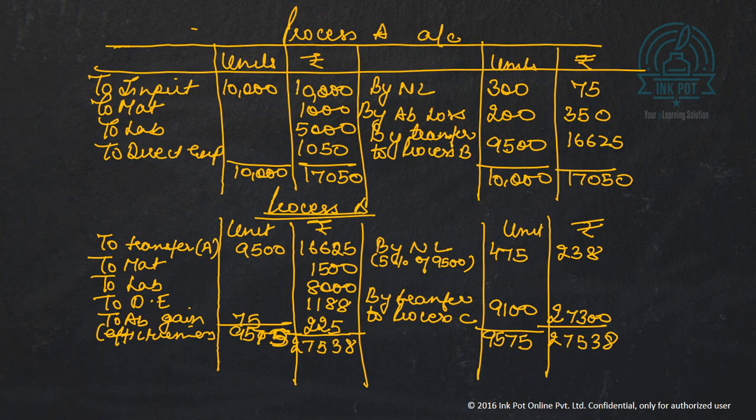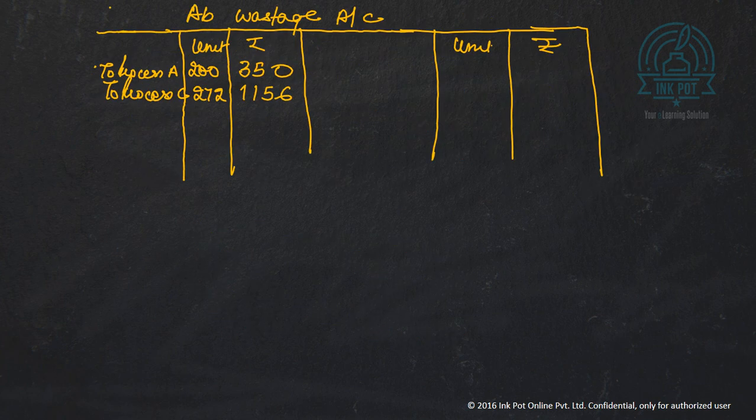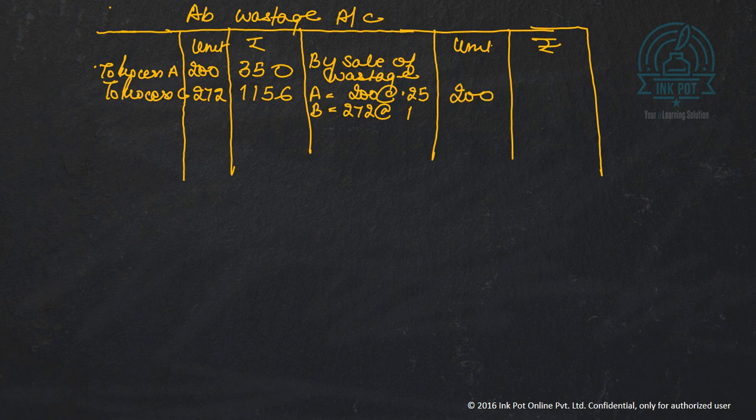So I'm writing here, by sale of wastage. We had in process A 200 units at the rate of 25 paisa, and in process C we have 272 units at the rate of 1 rupee per unit. So the wastage will be sold, 200 units at 25 paisa, that means 50 rupees, and 272 units at the rate of 1 rupee, so the amount is also 272.